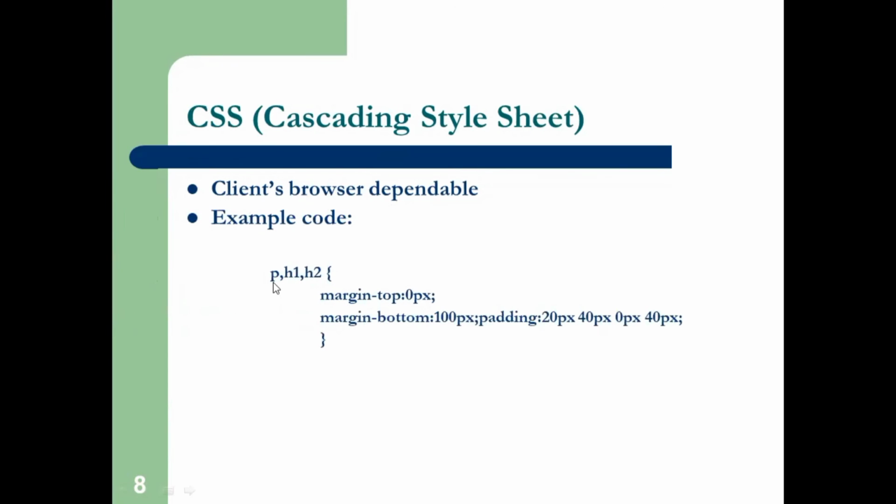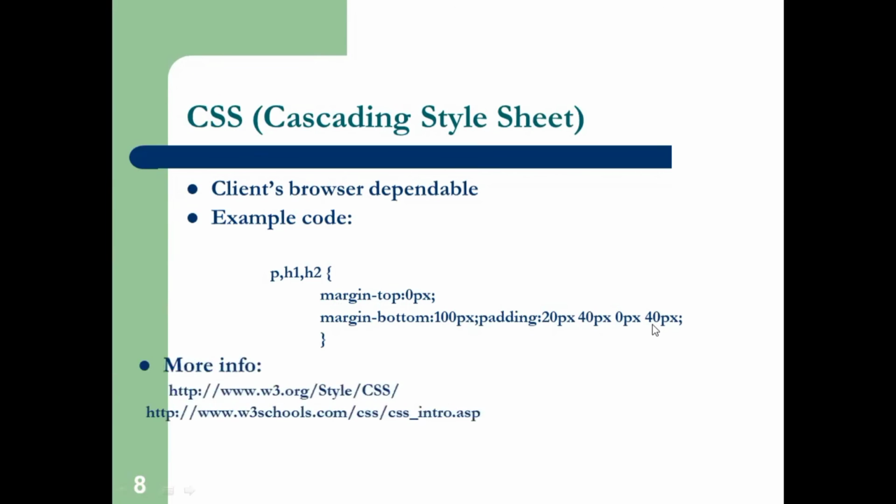An example of this code: P stands for the paragraph tag, H1 is heading 1, and so on. It adds margin on the top. Margin on the top would be 0 pixels, margin bottom is 100 pixels, and padding basically is the space inside one layout. Like this white background is one layout, and I add space of this bullet from the outer boundary. This is called padding. Padding is 20 pixels, 40 pixels, 0 pixels, and 40 pixels. It will show you the code.